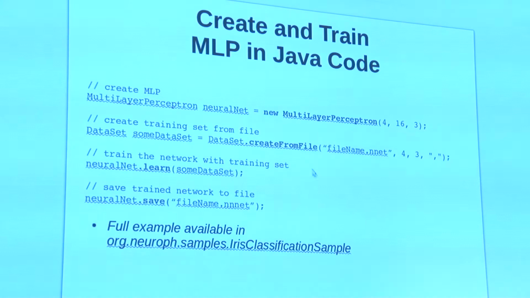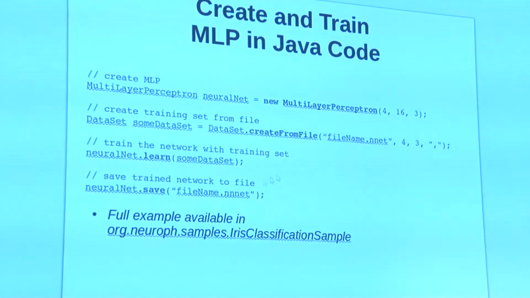The next thing that you have to do is import some data set. Usually, you import the data set from a CSV file. So there is a very convenient static method, create from file data set, which creates a data set from a file, and you just provide the file name, number of inputs, number of outputs, and the delimiter character. And then the last step, when you want to train the network, you just invoke the learn method of the neural network class and provide a data set as an input parameter, and that's it.